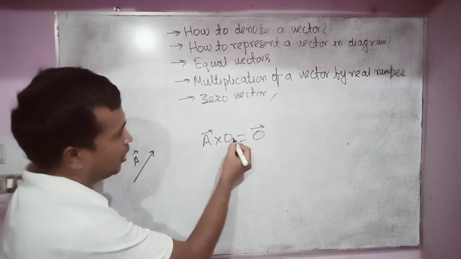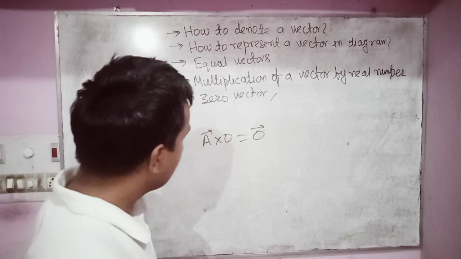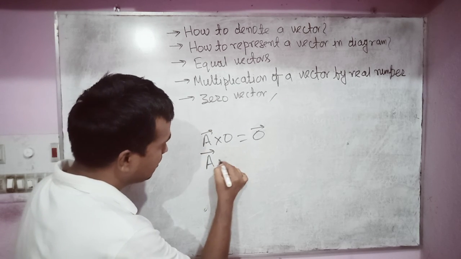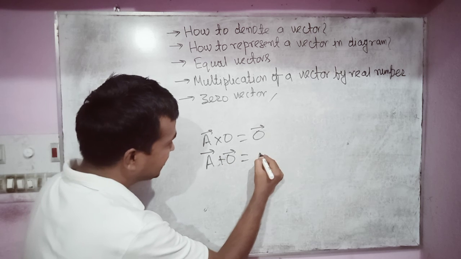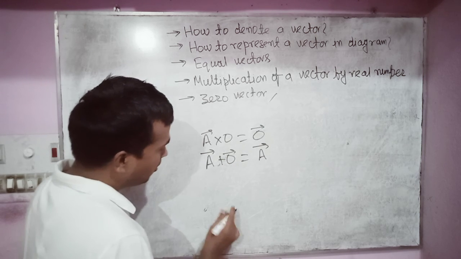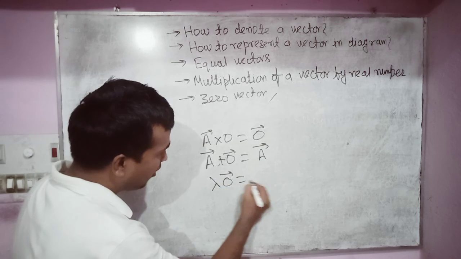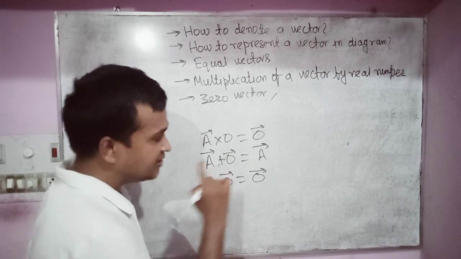Now another property of 0 vectors: if we add a 0 vector to a vector, then we get the vector itself. Or if we multiply a 0 vector with a number, then also we get a 0 vector. This is a 0 vector.